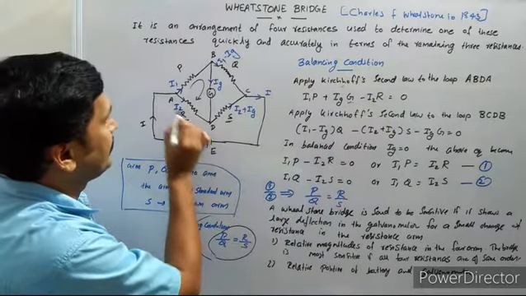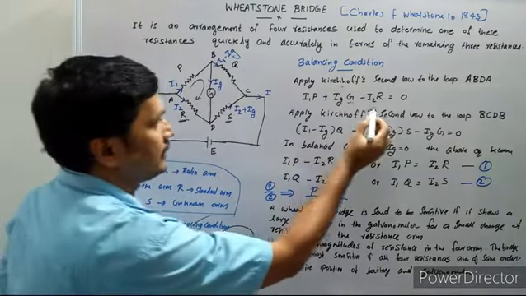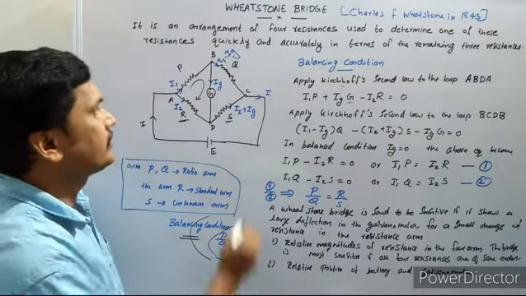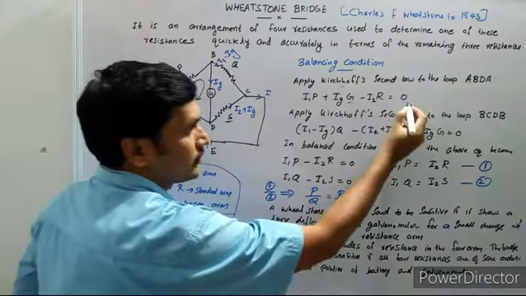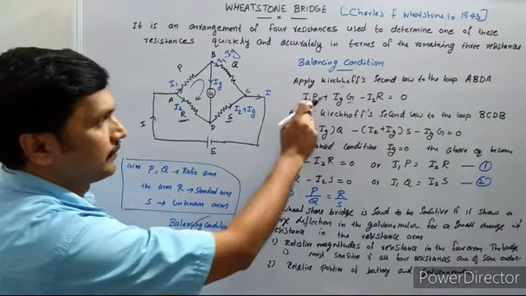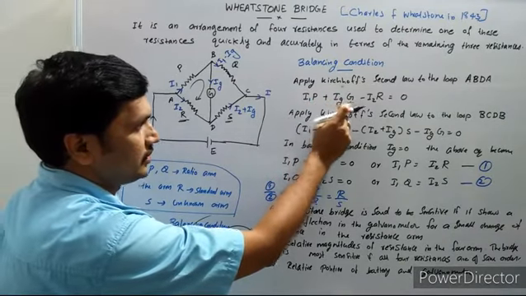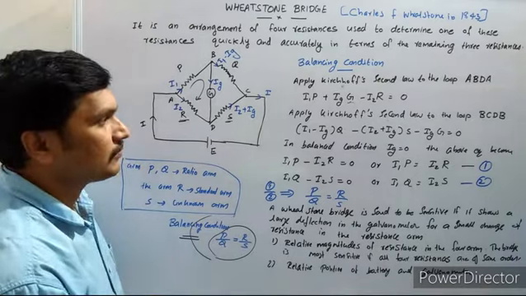Minus I2 into R, because the current is opposite to the direction of motion. That's I2 into R. That is equal to 0, because in this loop there is no source of EMF. So I1P plus Ig into G minus I2 into R is equal to 0.